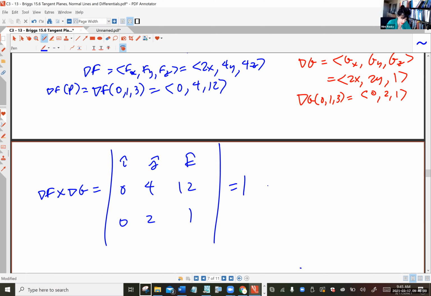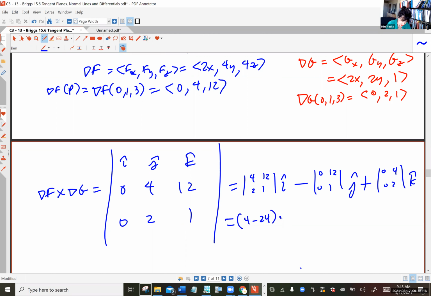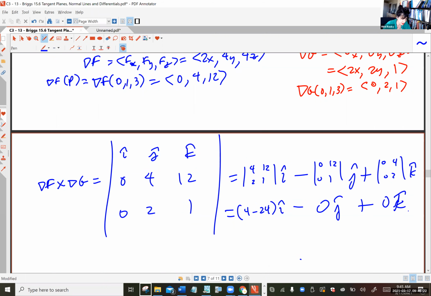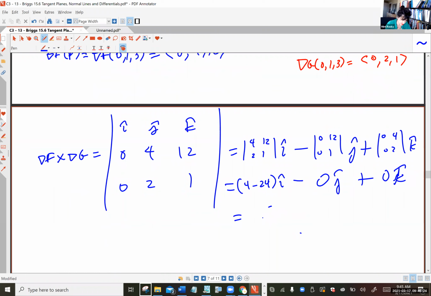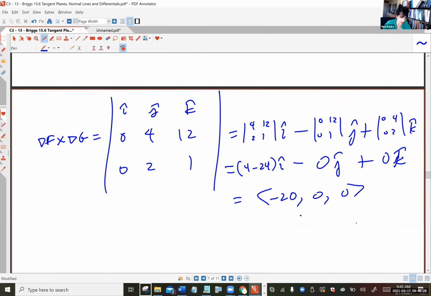And then, you know, 2 by 2 i hat minus 2 by 2 j hat plus 2 by 2 k hat. And then when I just copy all these down for 12, 2, 1, this one's going to have 0, 12, 0, 1. This one's going to have 0, 4, 0, 2. And here I'm going to go, oh, 4 minus 24 i hat. This is going to be 0 j hat, 0 k hat. Ooh, that's kind of nice. So we get the vector negative 20, 0, 0.